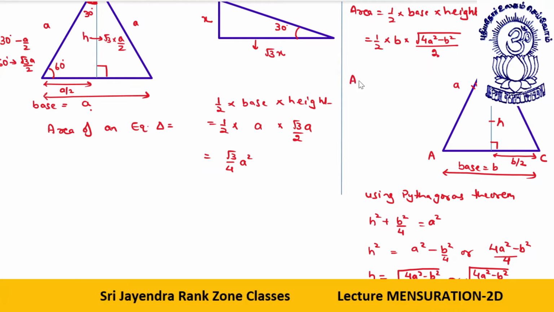So you get the area for an isosceles triangle as B by 4 into root of 4A square minus B square. This derivation in itself is a complete question. That's why I'm doing it. Okay, dear students, I hope all this is clear to everyone. Fine.